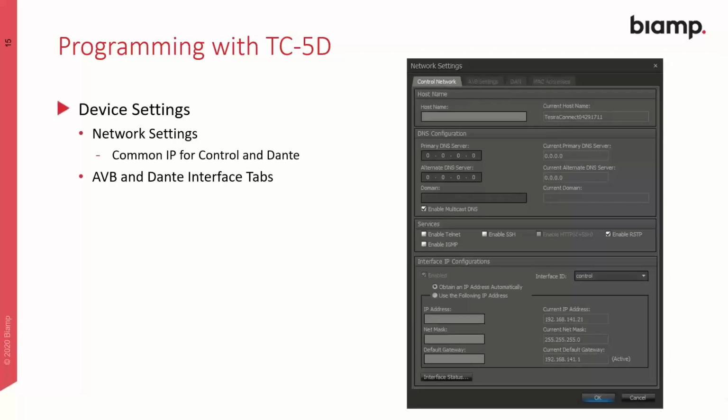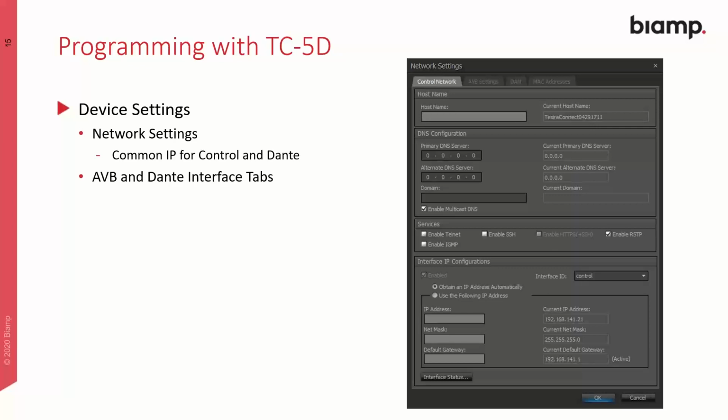Device settings look much like the TC5 did, with the addition of a tab for Dante. As far as the network settings are concerned, there is a common IP for the control and Dante networks. They share an interface, so they will share an IP address and a MAC address as well.